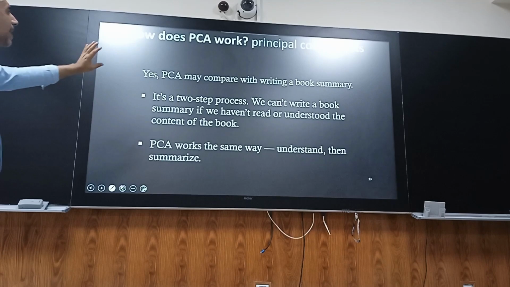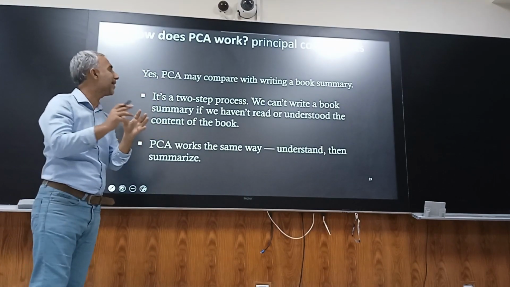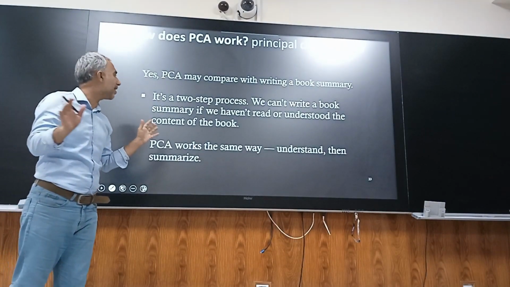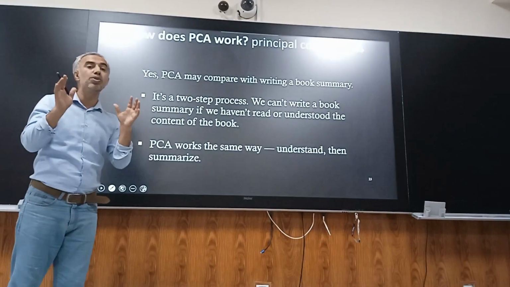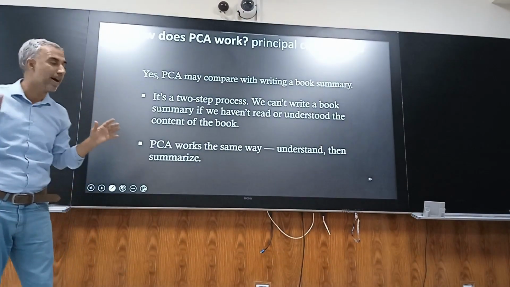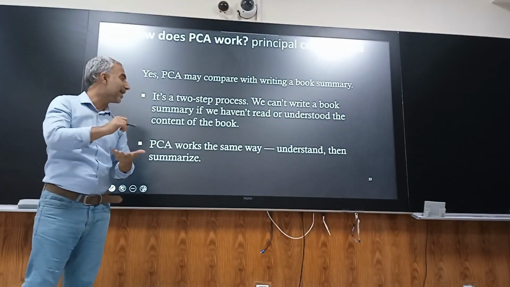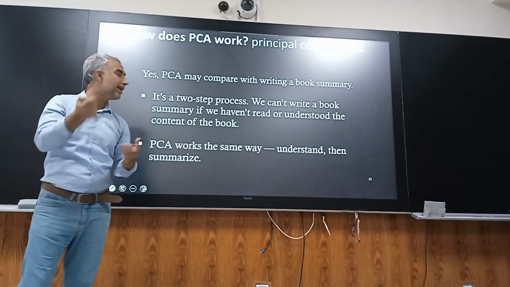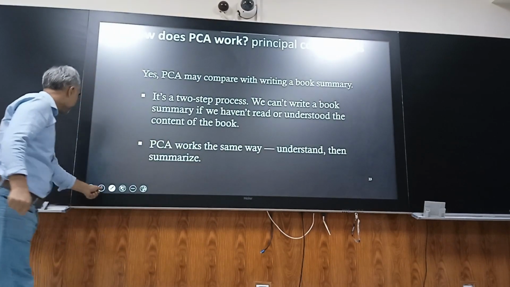In order to summarize the principal component, we can say that PCA may be compared with writing a book. Remember, it's a two-step process. We cannot write a book summary if we have not read it, or we do not understand the content of the book. Therefore, PCA similarly works like this. If we want to conclude the PCA, we need to understand, then summarize the data.